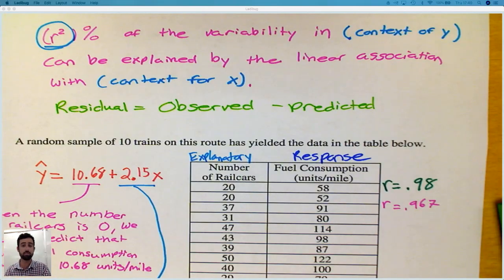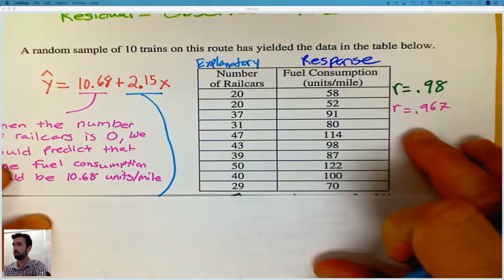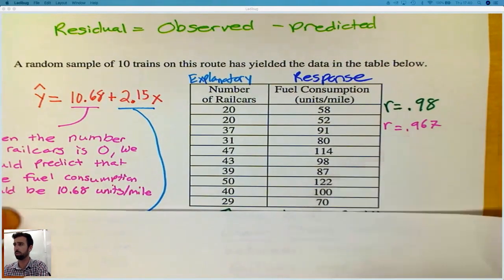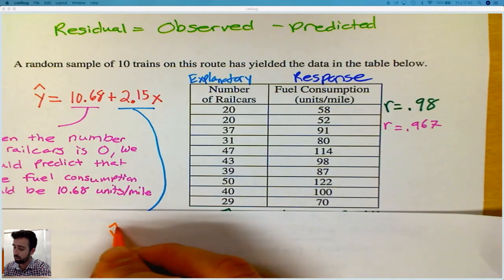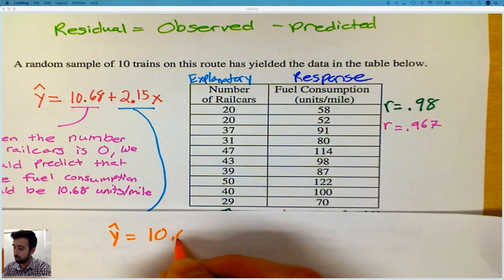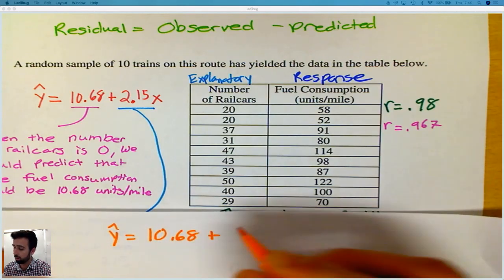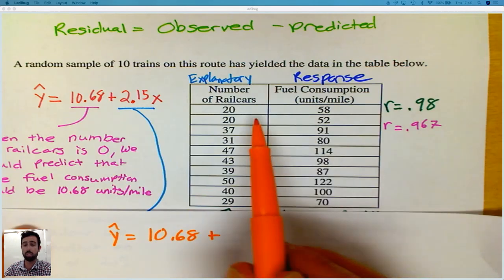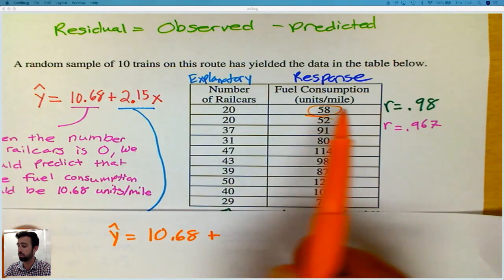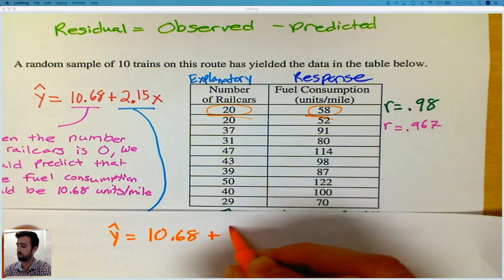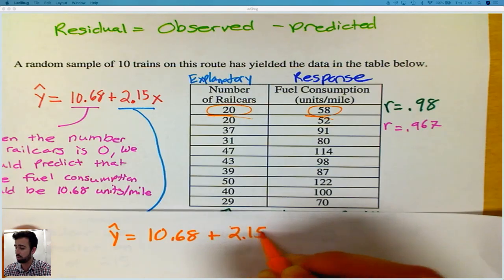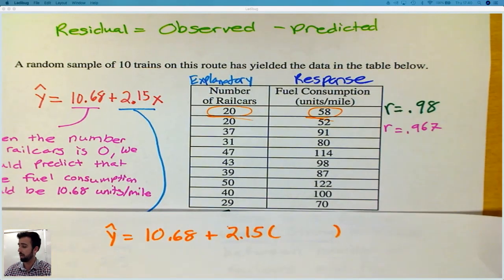So the way we get predicted values, and again, I'm sure you did this on your quiz today, but let's double check. The way we get predicted is we just plug our number in for our x value. So if I wanted to know, what would I predict the fuel consumption to be if I had 20 rail cars? I would change x to 20 and see what comes out.